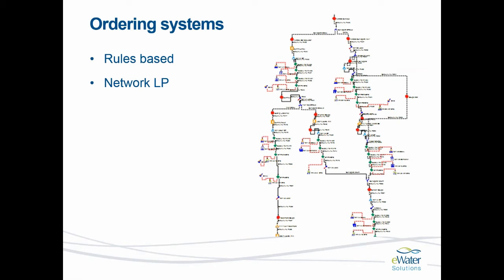So within Source, we have two ordering systems. In other words, two ways of evaluating the order phase. We've got the rules-based ordering system and a network LP ordering system. This presentation will focus on rules-based. We won't go into the network LP.